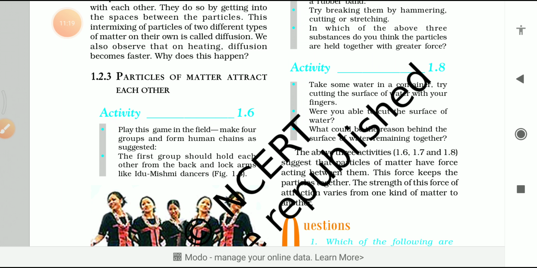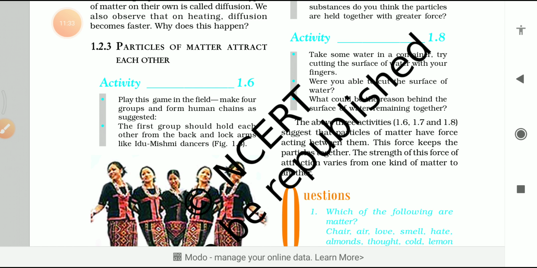Activity 1.8. Now in this activity, let's read. Take some water in a container. Try cutting the surface of the water with your fingers. Were you able to cut the surface of the water? What should be the reason behind the surface of the water remaining together?